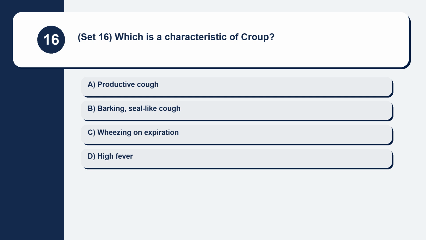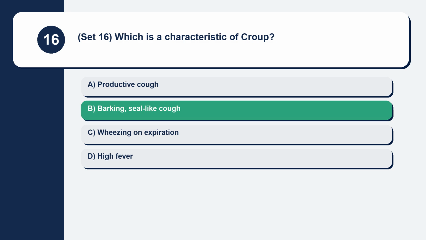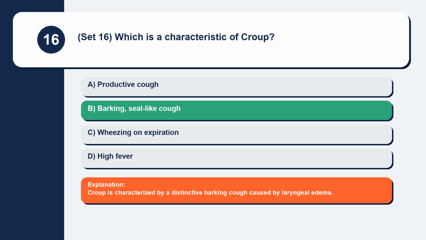Question 16. Set 16. Which is a characteristic of croup: productive cough, barking, seal-like cough, wheezing on expiration, high fever. Croup is characterized by a distinctive barking cough caused by laryngeal edema.